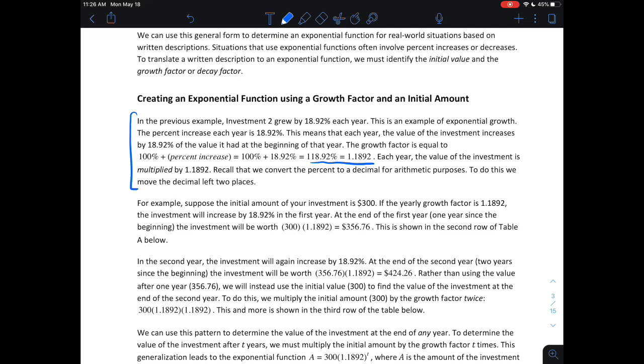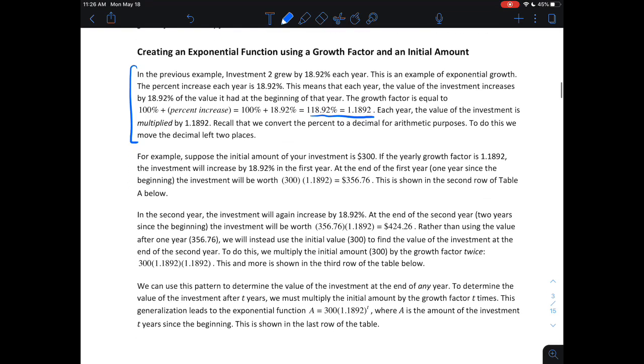So now, for example, suppose the initial amount of your investment is $300 instead of $500. If the yearly growth factor is 1.1892, the investment will increase by 18.92% in the first year. At the end of the first year, 1 year since the beginning, the investment will be worth 300 times 1.1892, and that's equal to 356.76. This is shown in the second row of Table A below.